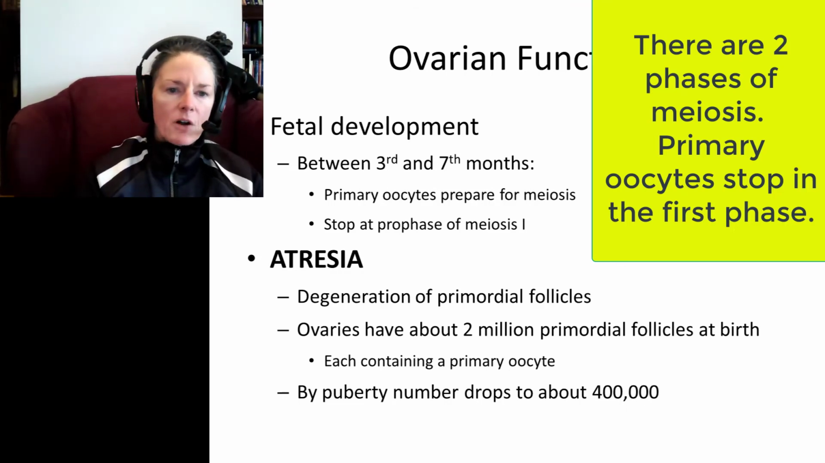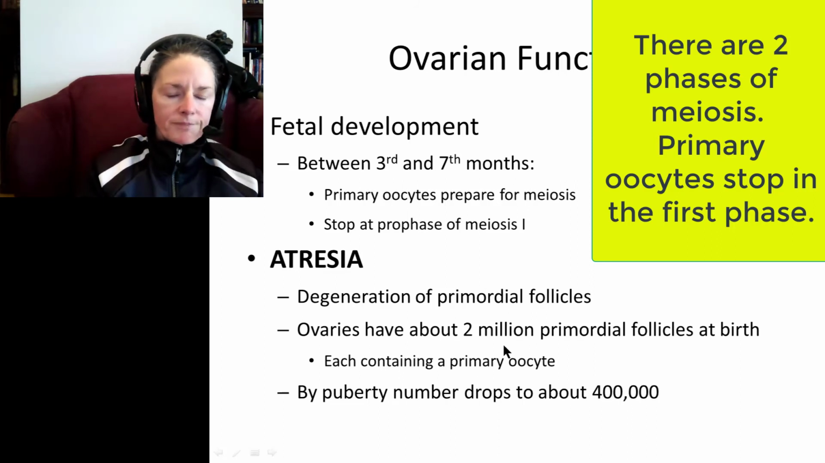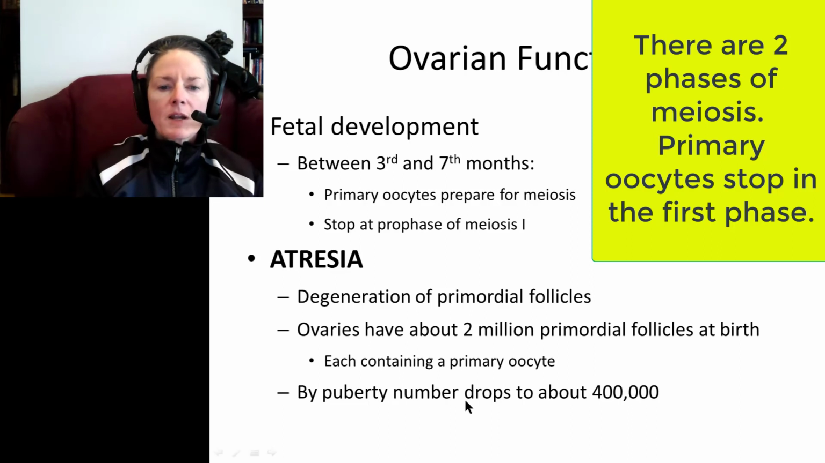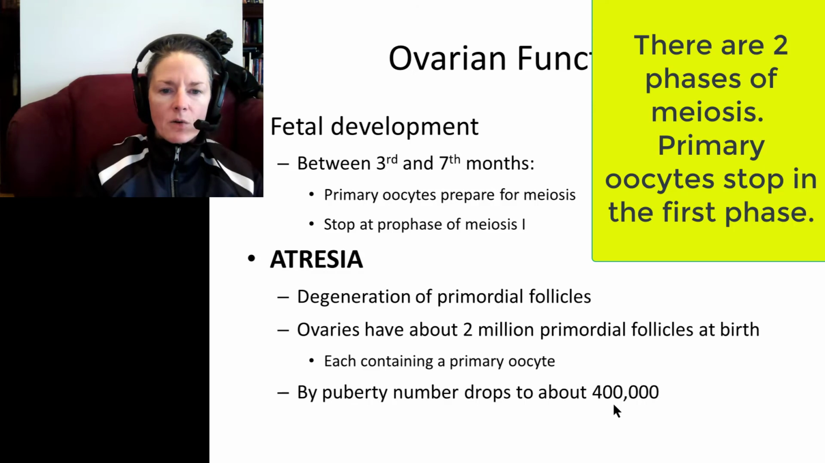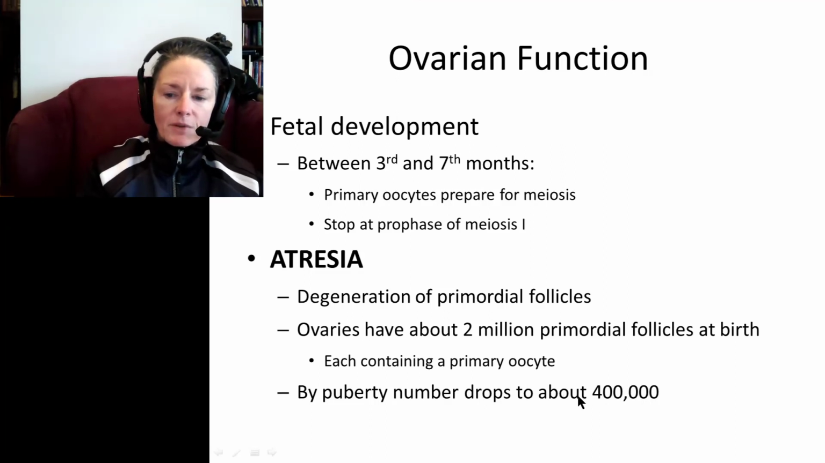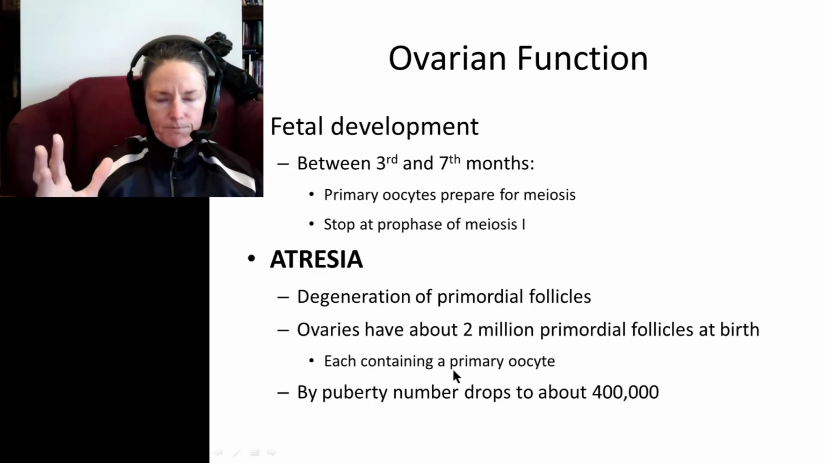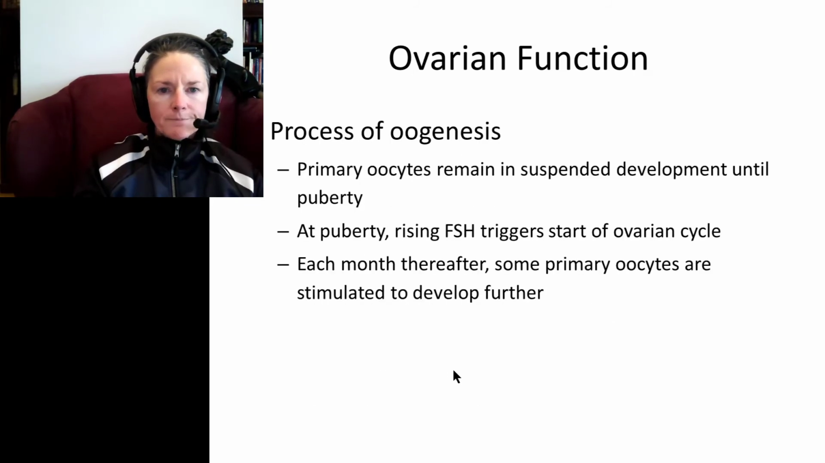However, there's a process called atresia that is always at work, where some of these follicles are dying off, or just basically disappearing. And so by the time the person hits puberty, they'll only have about 400,000 primordial follicles. But nevertheless, that's more than enough to get one through one's entire lifetime, because probably by the end of the person's childbearing years, they only will have released about 500 oocytes.